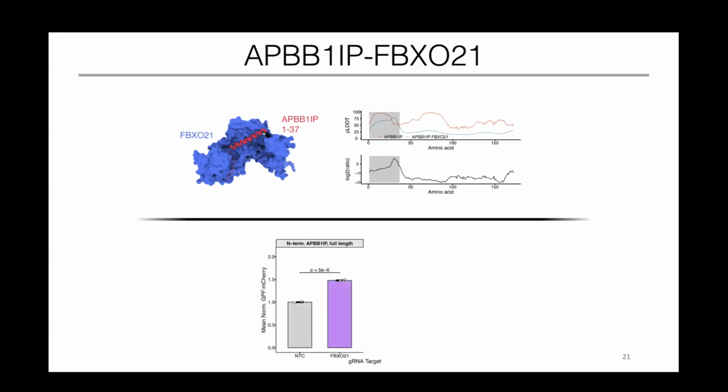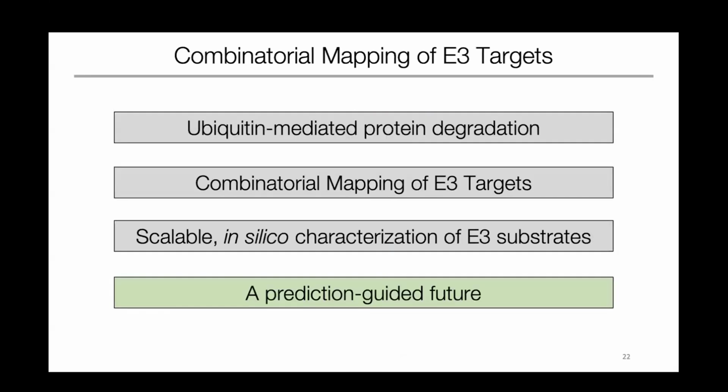And then experimentally, when we take full-length APBB1IP and fuse it to GFP and knock out FBXO21, we see stabilization. And if we take the degron, stabilization seems to be even stronger. So that's the results that I have.